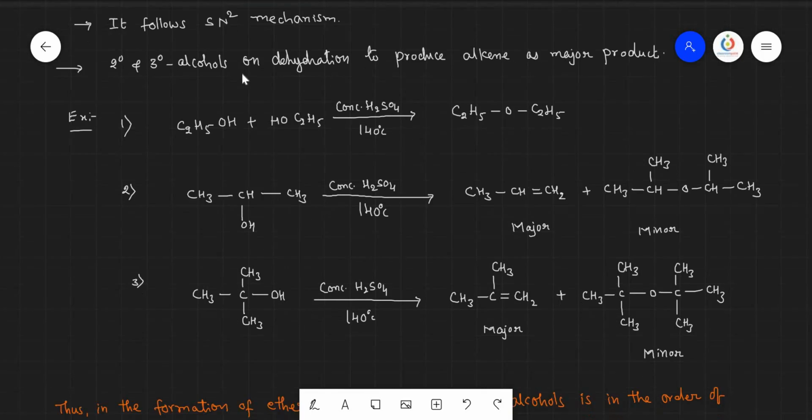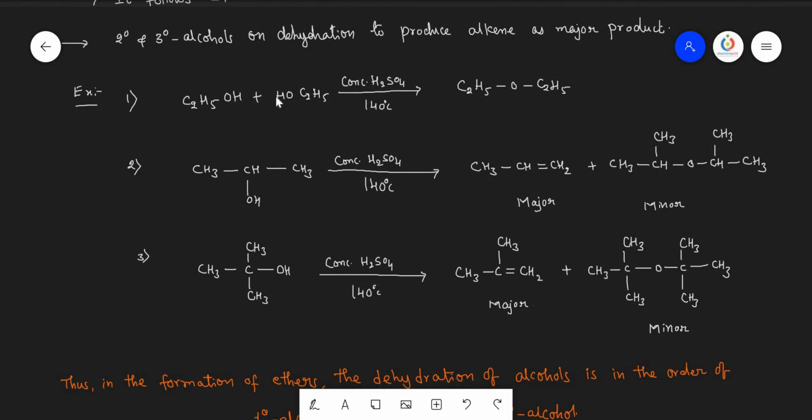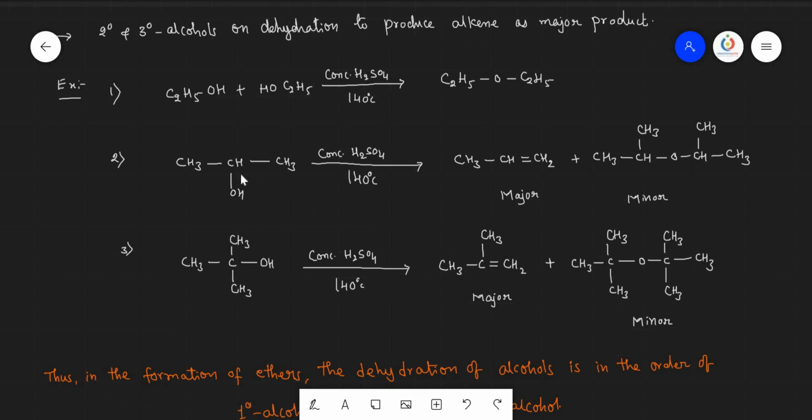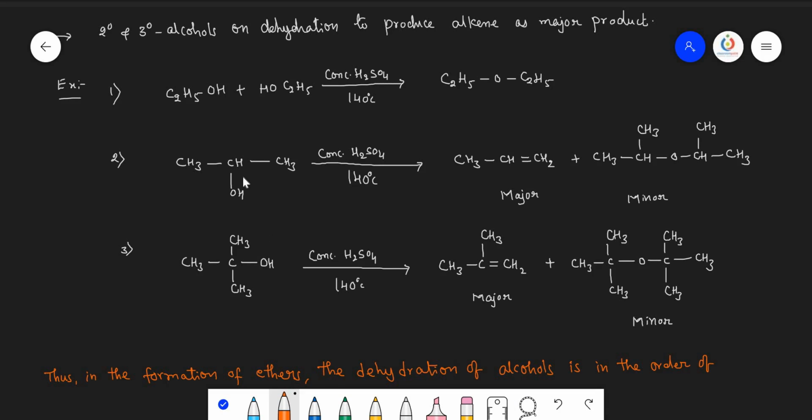We shall take some examples over here. You take ethyl alcohol here. So ethyl alcohol is a primary alcohol which on treatment with concentrated sulfuric acid at 140 degrees centigrade produces diethyl ether. But if you take isopropyl alcohol or tertiary butyl alcohol, this is a secondary alcohol and this is the tertiary alcohol. So I'll mention it here. This is the primary alcohol, secondary alcohol and tertiary alcohol.